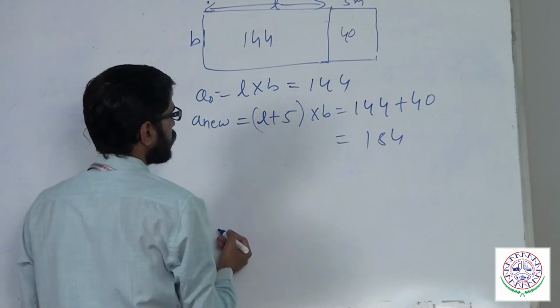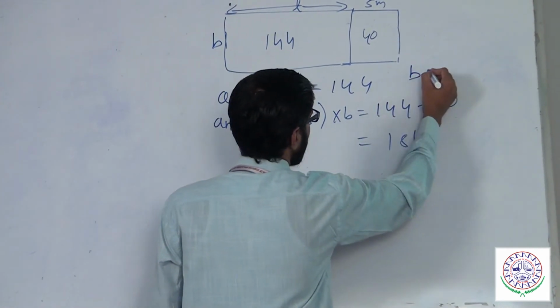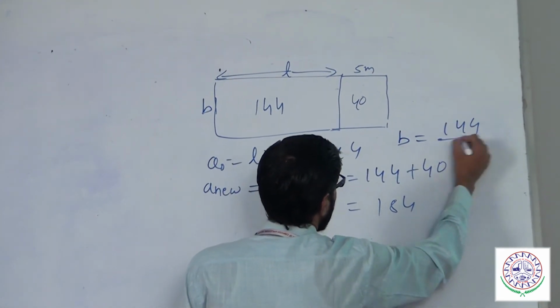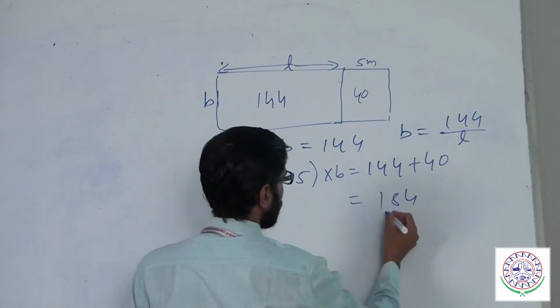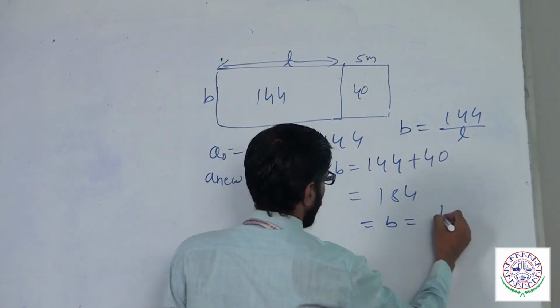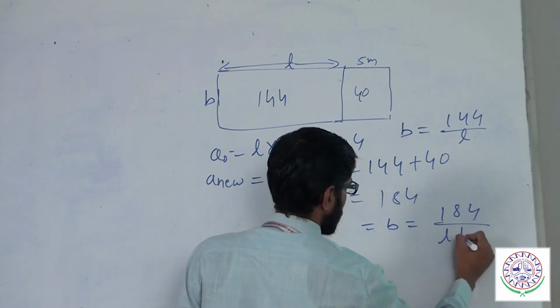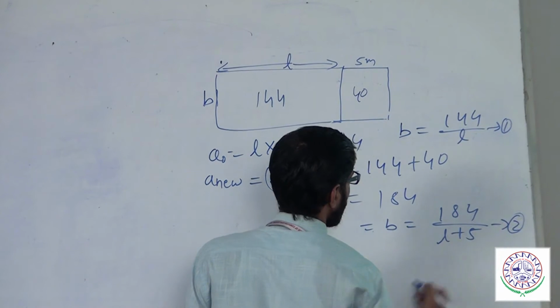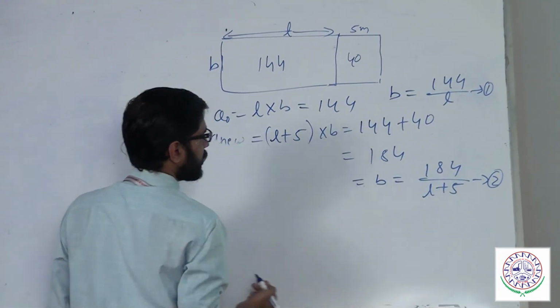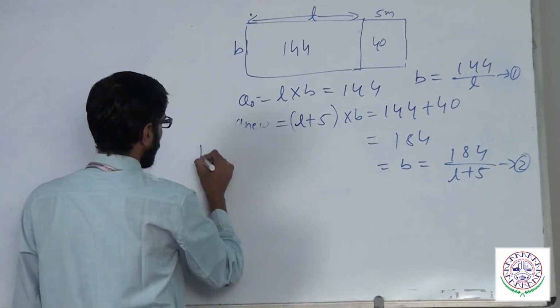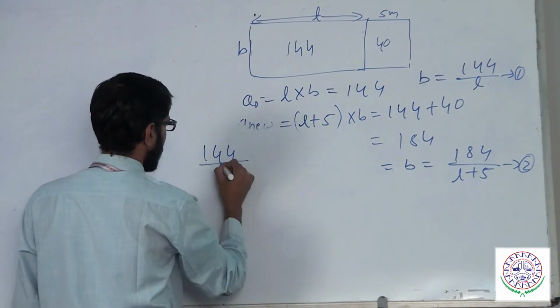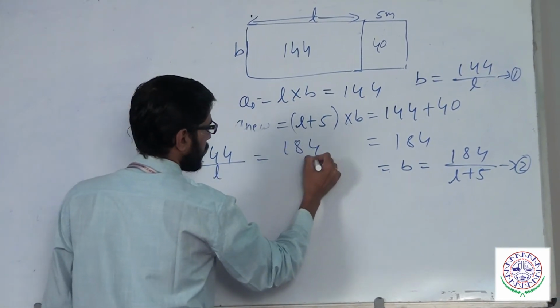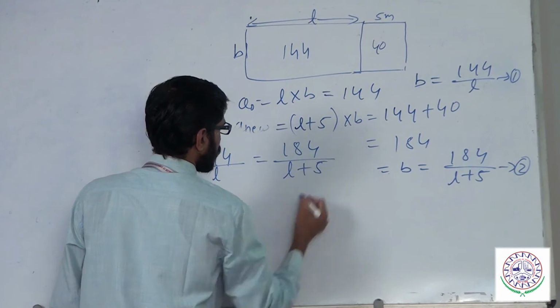You can try to substitute for B, so B is equal to 144 divided by L, and here B is equal to 184 divided by L plus 5. So this you can call equation 1 and this you can call equation 2. Now from these two equations you can solve for L. So this will be 144 divided by L is equal to 184 divided by L plus 5. So now solve for L.